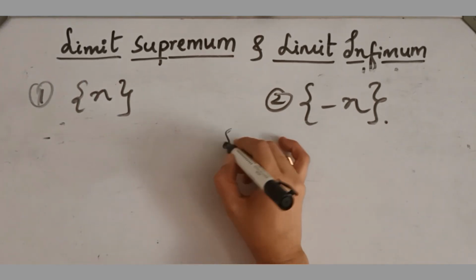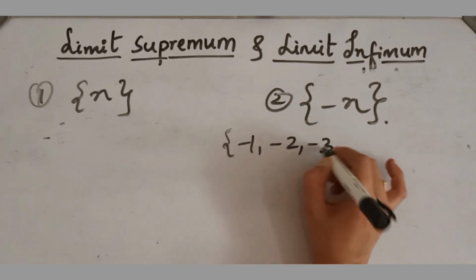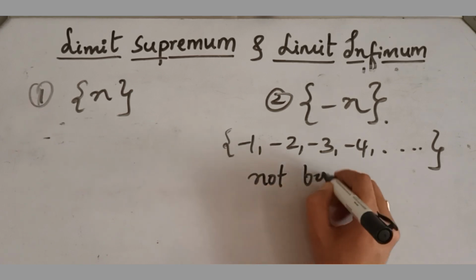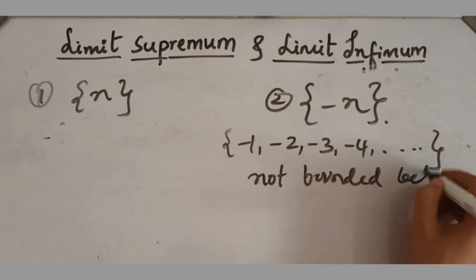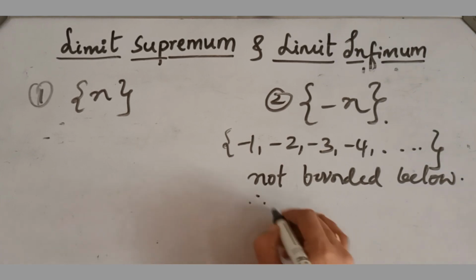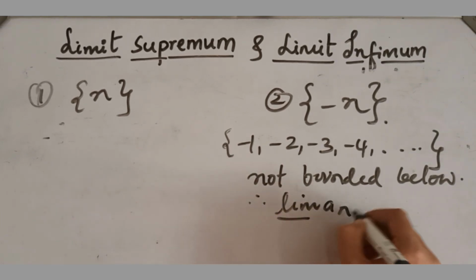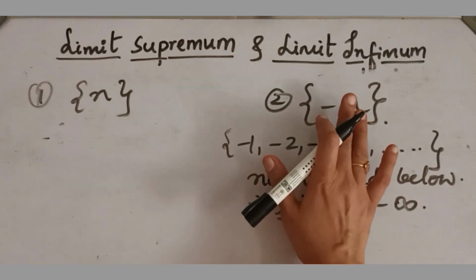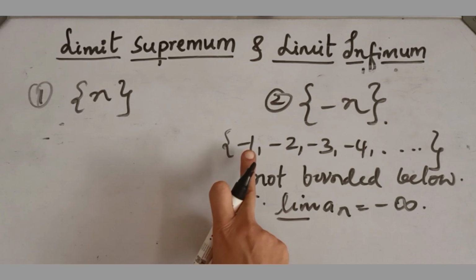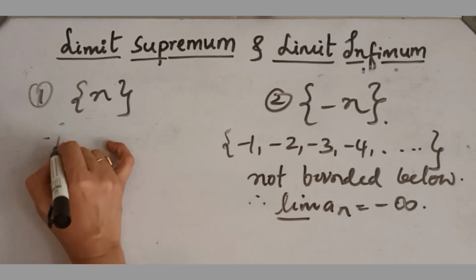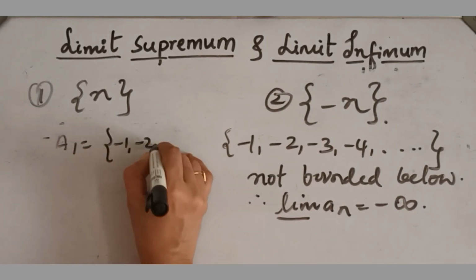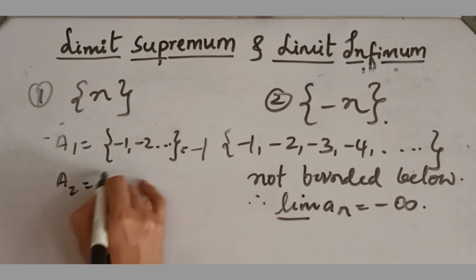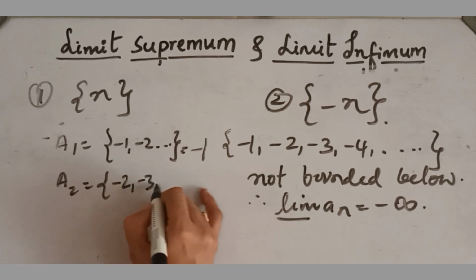See the second example. So minus 1, minus 2, minus 3, minus 4 and so on. Now this sequence is not bounded below. So whenever a sequence is not bounded below, its limit infimum is equal to minus infinity. Keep it in mind. Now you have to find out the limit supremum. To find the limit supremum, it is bounded above. So a1 is equal to minus 1, minus 2 and so on, which is the largest term, which is minus 1. a2 is equal to, leave the first term, minus 2, minus 3 and so on.